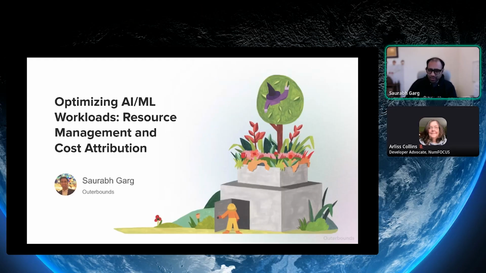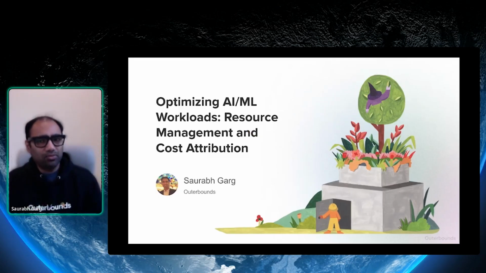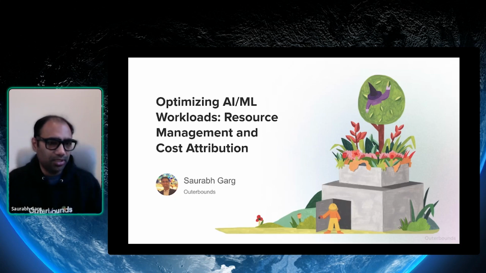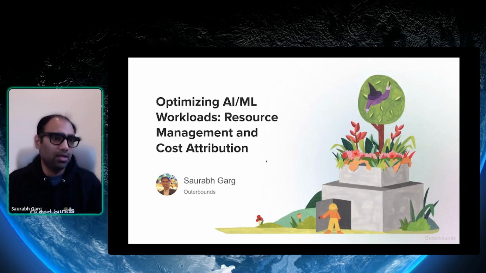Hello, everyone. My name is Saurabh Garg, and I'm an engineer at Outer Bounds. And today I'm going to be talking about optimizing AI ML workloads, specifically from the angle of resource management and cost attribution. So Outer Bounds is basically building an end-to-end AI ML platform based on the open source project called Metaflow, which we will also talk about as we go through this talk.